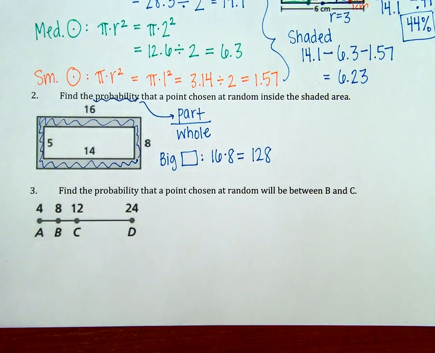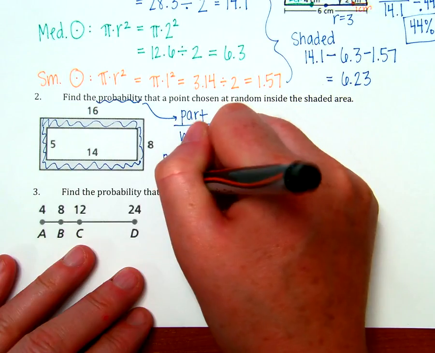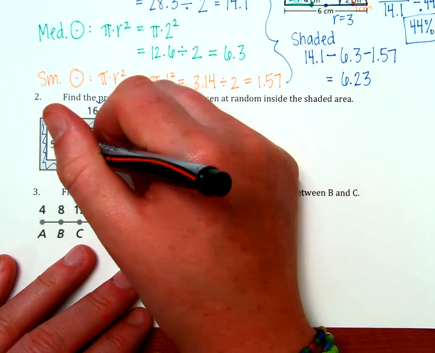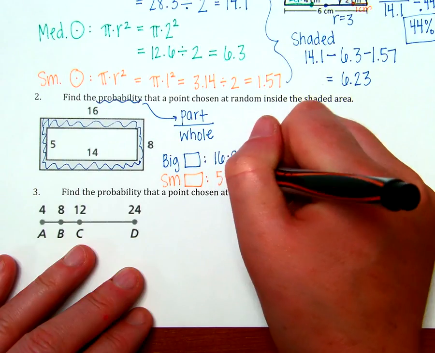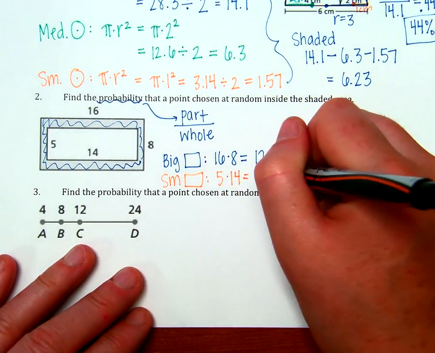And then I can look at the smaller rectangle as well, the white one in here. If I look at the small rectangle, the side lengths, or the base and the height, are the 5 and the 14 right here. So I would type 5 times 14 in my calculator, which would give me 70.